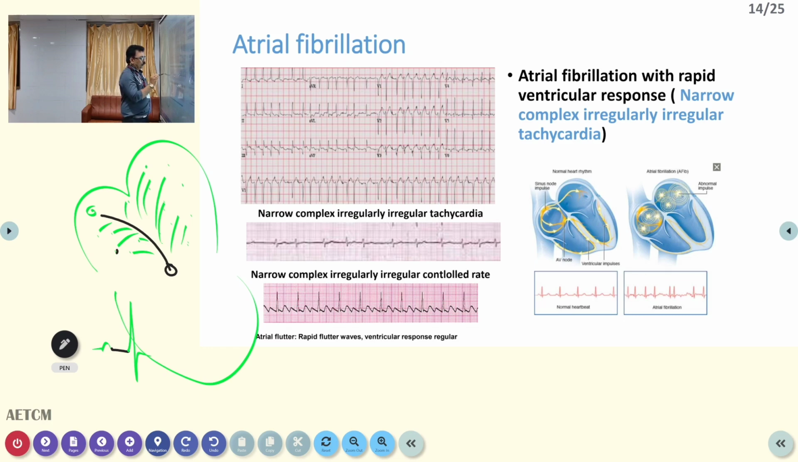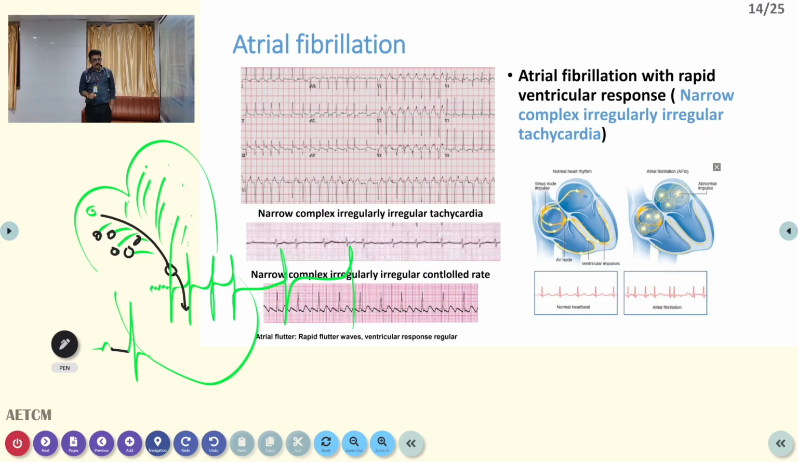But here there are a lot of currents produced from different areas, so that produces a wavy baseline. Then one QRS complex, when it is transmitted from the atria to the ventricle. But that QRS complex will be totally irregular because the current from the SA node to the AV node, and after the AV node to the bundle, will be randomly selected. So the duration will be varying. So that is irregular tachycardia. That is a feature of atrial fibrillation.